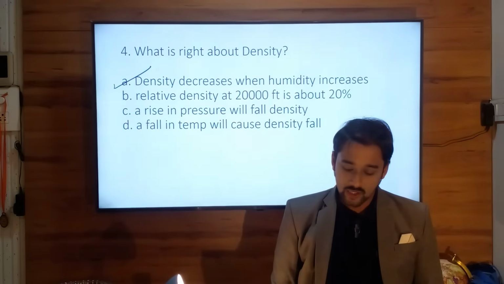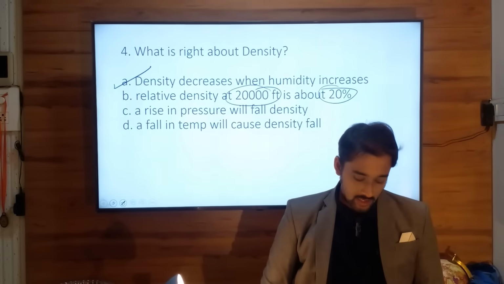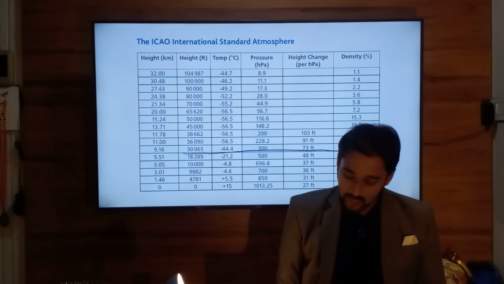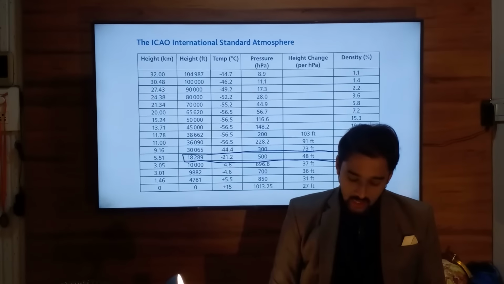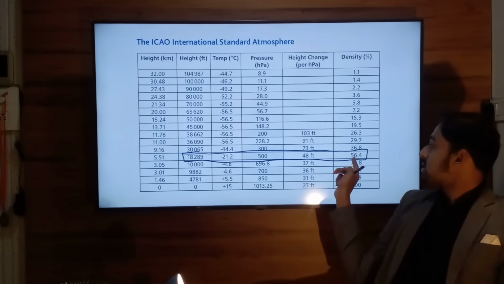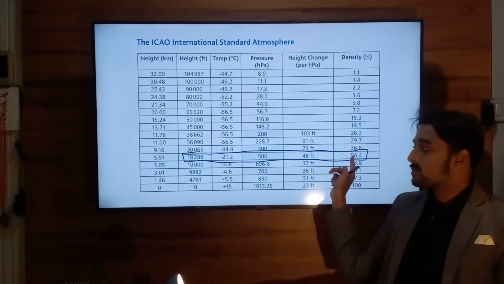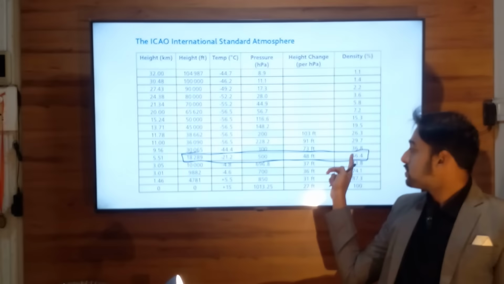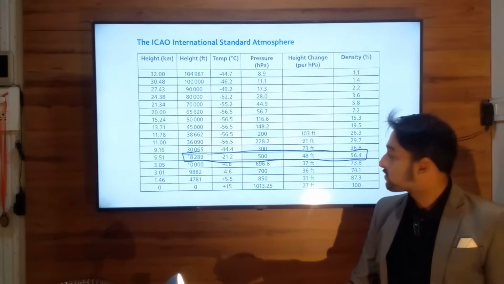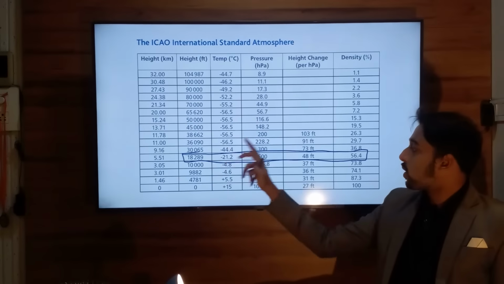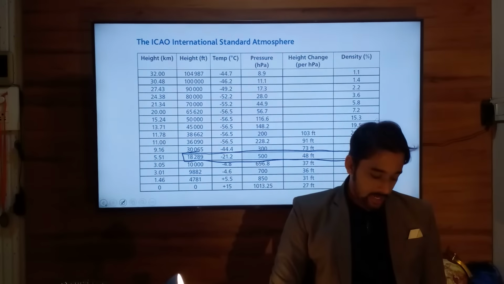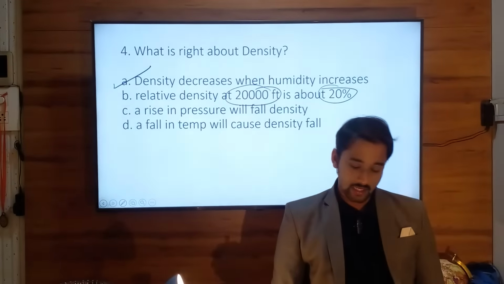Relative density at 20,000 feet is 20%. So let's check. At approximately 18,000 feet height, your relative density is 56.4%. So at 20,000 feet, it will be somewhat less than 56%. Let's say 50, 51, 52%. So it is definitely not 20% in comparison to mean sea level density.